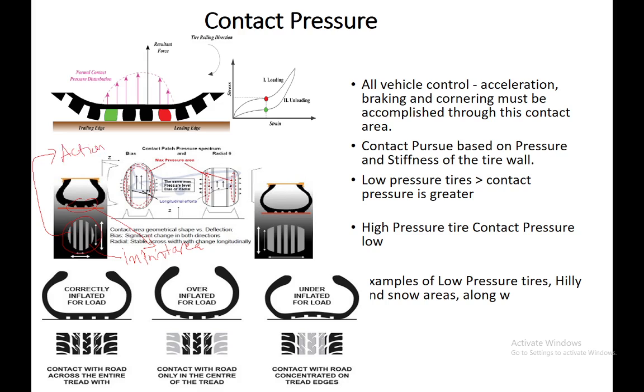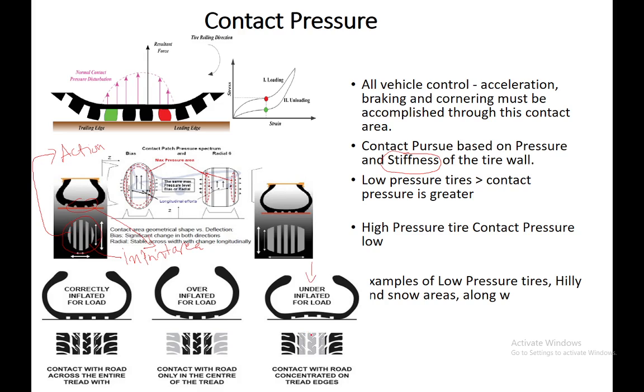We usually measure it in terms of tire inflation. Basically, as you can see here, contact pressure is based on pressure and stiffness of the tire wall. Stiffness is the extent to which an object resists deformation. The next point is that when we have a low pressure tire, the contact pressure is greater. What does it mean? Basically, the contact pressure is uneven in the contact patch and lower than air pressure for the radial tire.